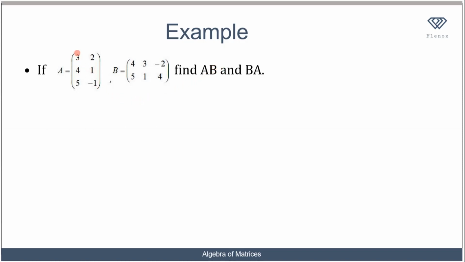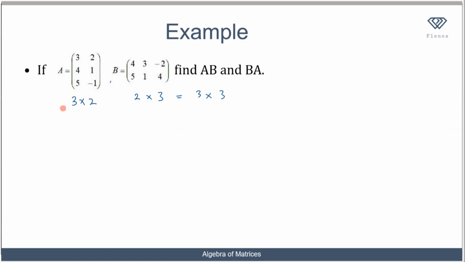First, is the number of columns in the first matrix equal to the number of rows in the second matrix? The answer is yes, because you have 2 columns here and 2 rows here, so they are equal. So what would the resulting matrix be? Here you have a 3 by 2 matrix, and here you have a 2 by 3 matrix. As we've discussed, the resulting matrix will have the number of rows in the first matrix, which is 3, and the number of columns in the second matrix, which is 3. So the resulting matrix is going to be a 3 by 3 matrix.